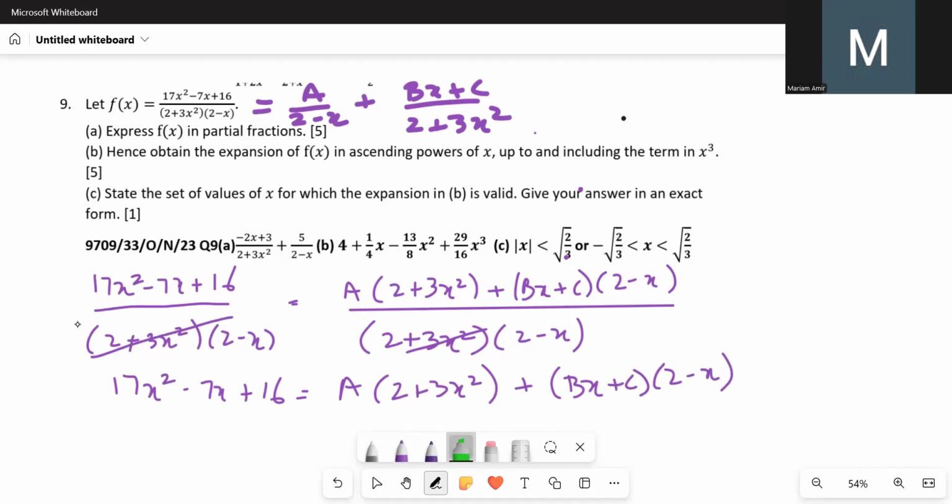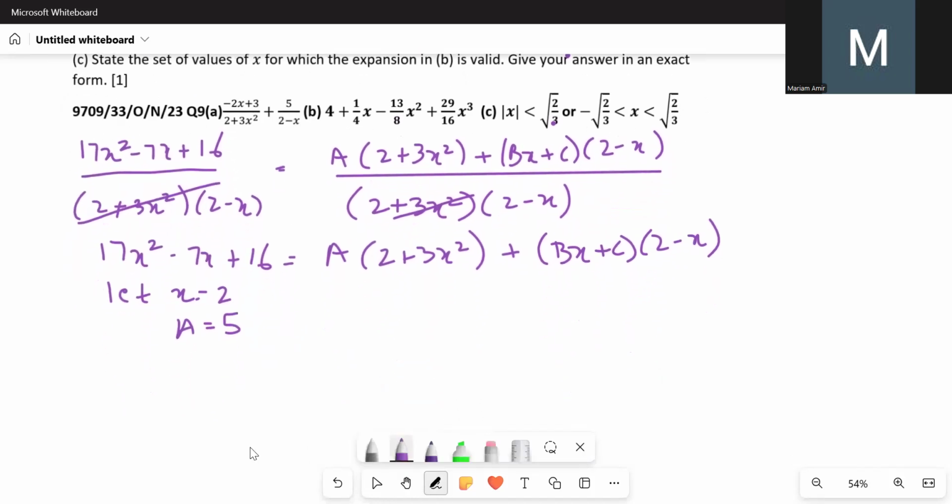Okay, so we can make this 0 by replacing x with 2. So let x equal 2. That will give us the value of A. So replace every x with 2. The bx plus c term will get eliminated because it gets multiplied with 0, and we will get a value of A which will come out to be 5.